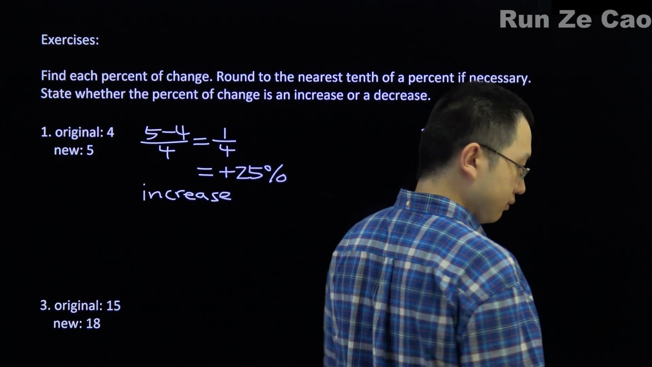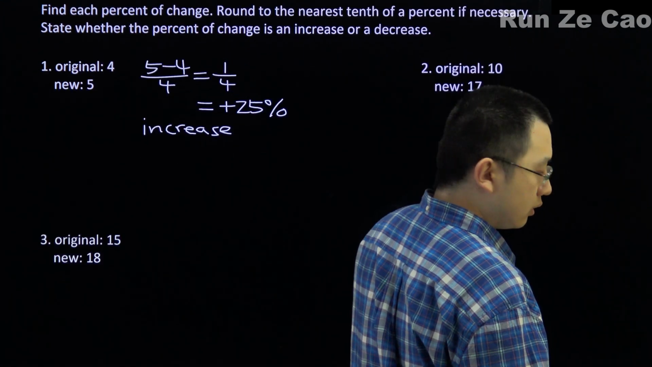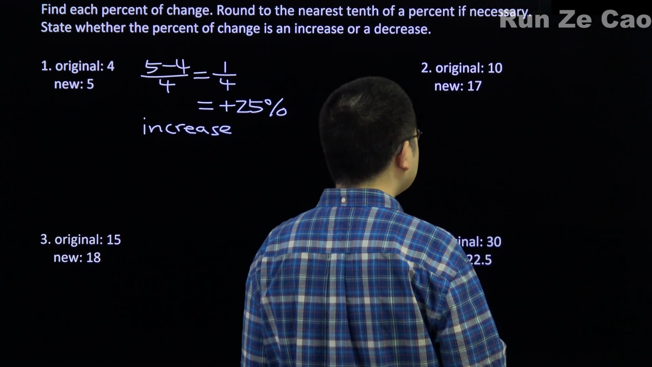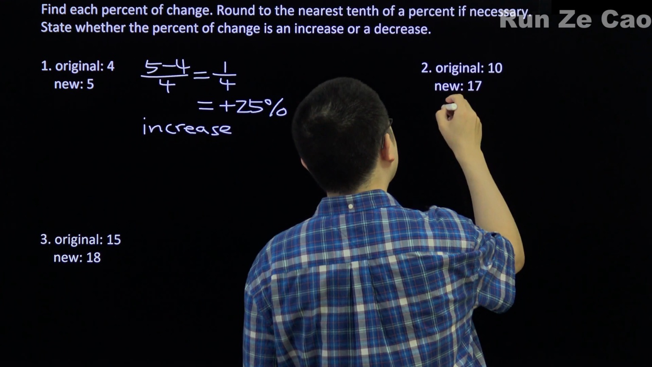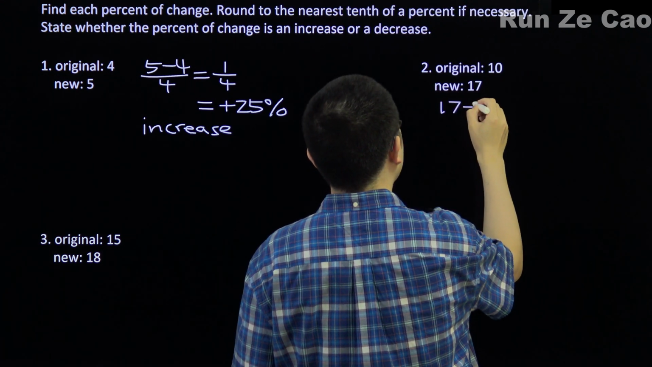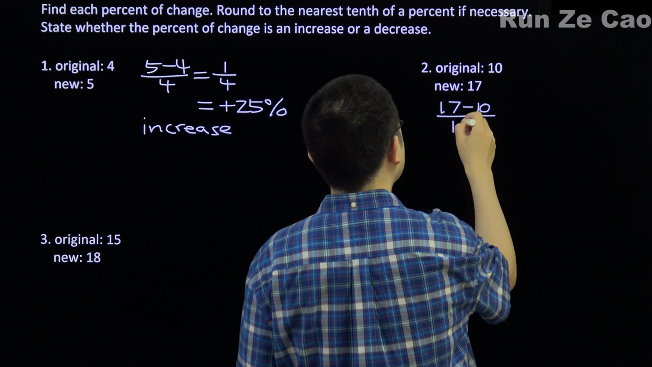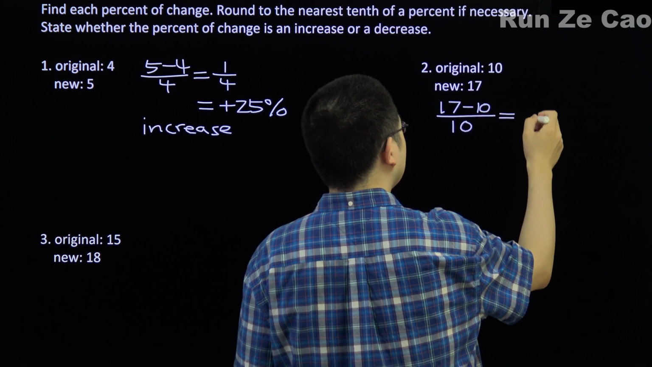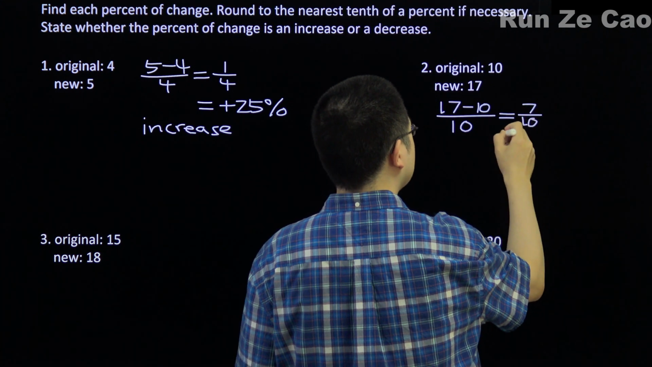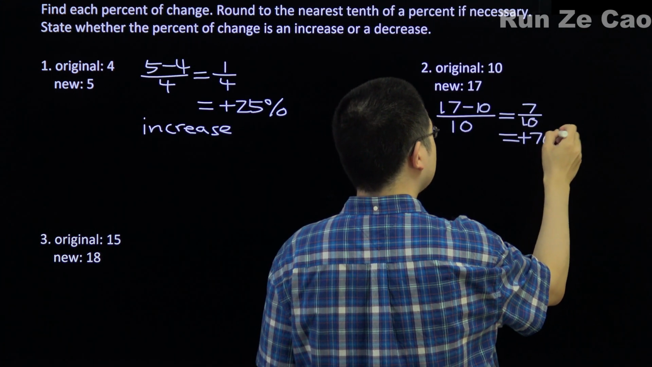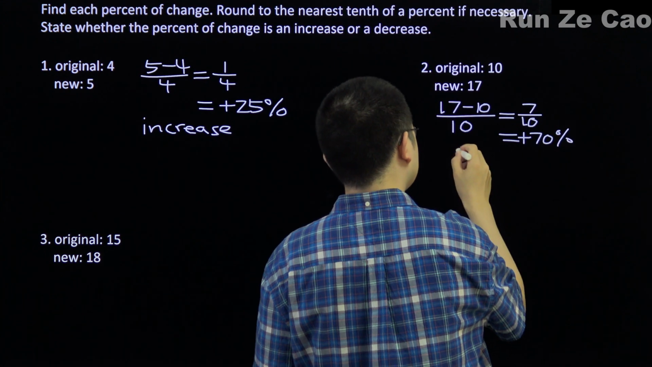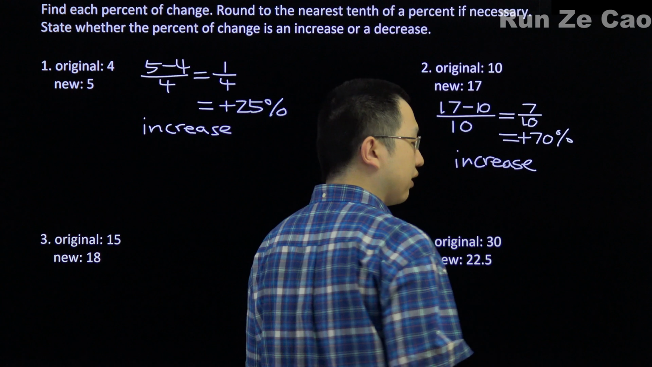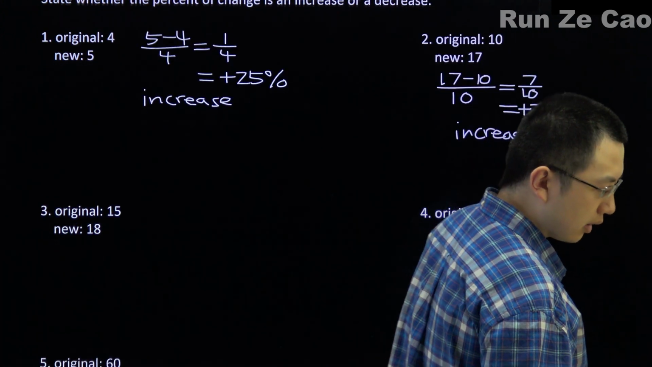Now, new minus old, going from 10 up to 17 is obviously plus 70%, but mathematically we express it as 17 minus 10 over 10. New minus old over old, which is equal to 7 over 10 equals plus 70%. This is an increase. Increase of 70%, you could say, in a statement.